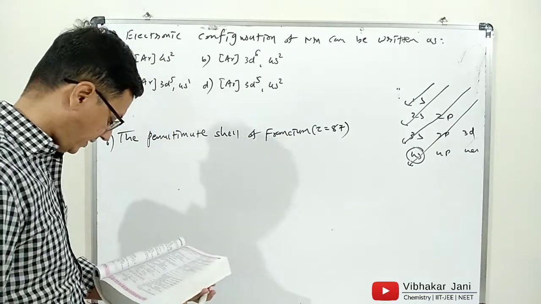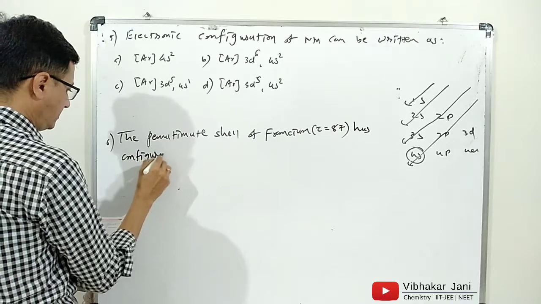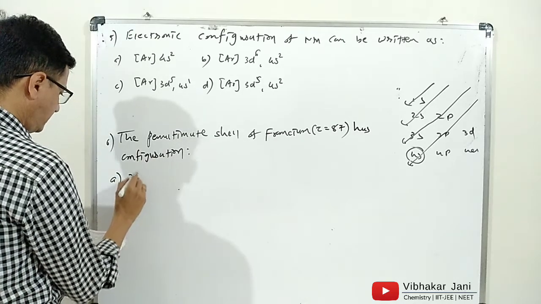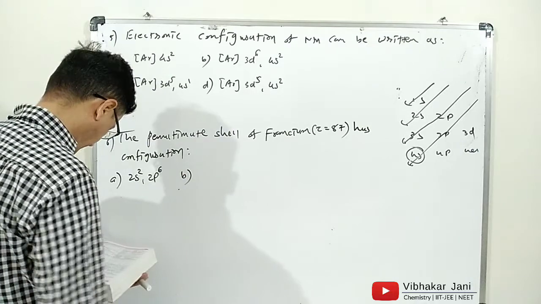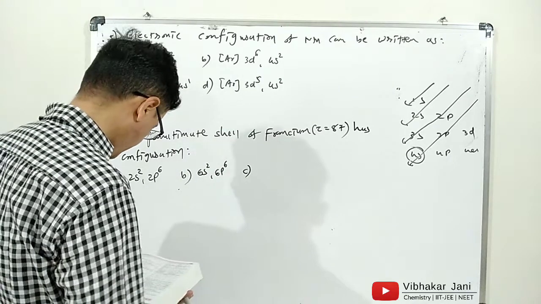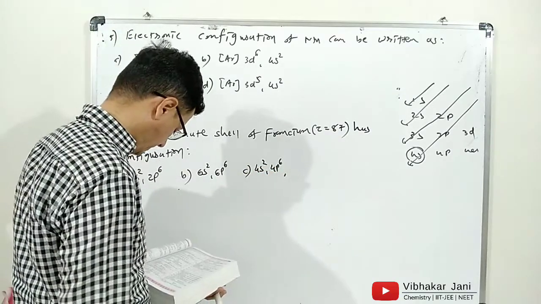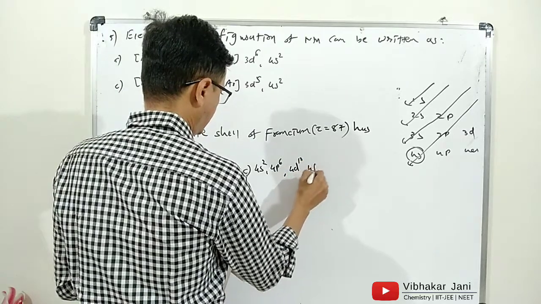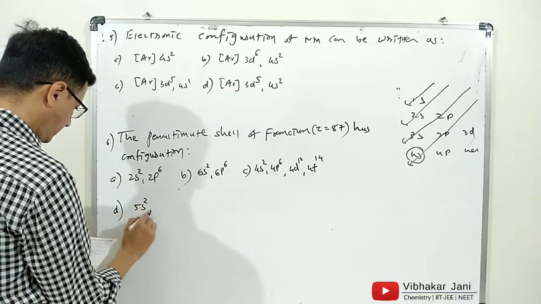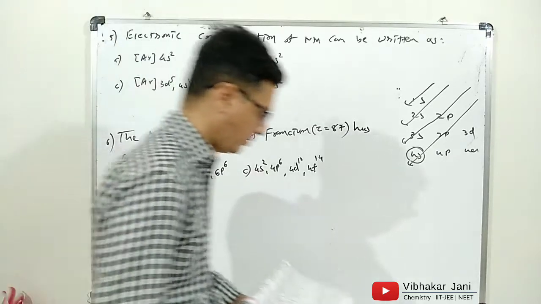Okay, so francium has configuration: A is 2s2 2p6, B is 6s2 6p6, C is 4s2 4p6 4d10 4f14, and option D is 5s2 5p6 and 5d10. Okay, so these are the questions.